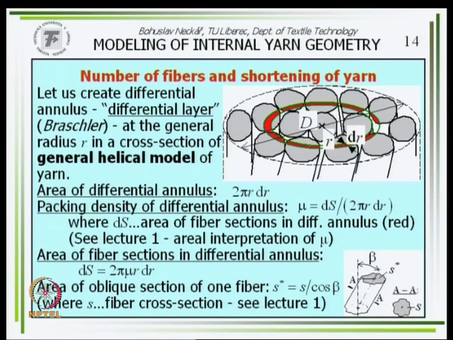Well, but you know what the packing density is, so the area of fibers, ds, must be 2 pi r dr times mu, the packing density. And we will need also an older and for us known relation, that the sectional area per one fiber, which is lying with its axis on the radius r, is the cross-section area divided by cosine of this angle beta. Okay.